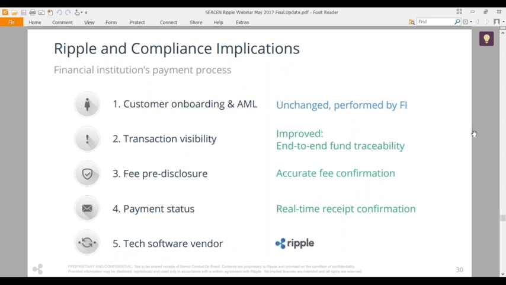Ripple's licensing this technology to banks. So we're typically treated as a software supplier, subject to that bank's vendor management program or their IT change management program. So we're a new vendor to these financial institutions.